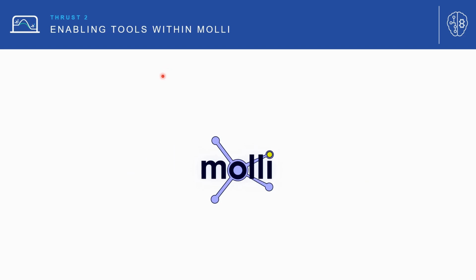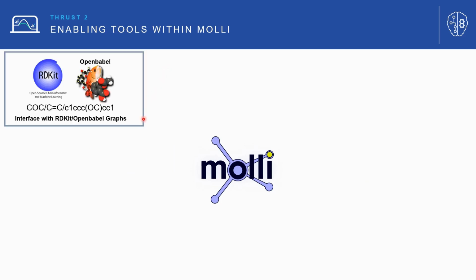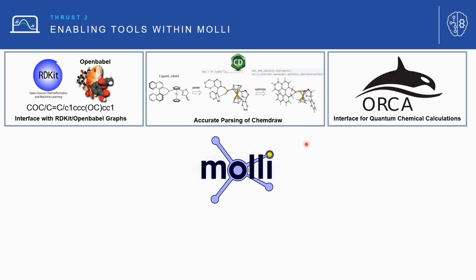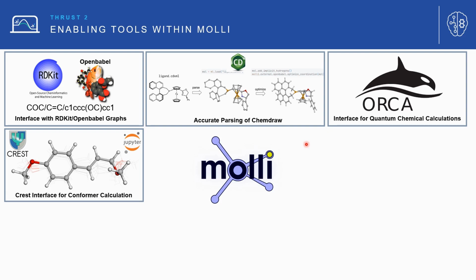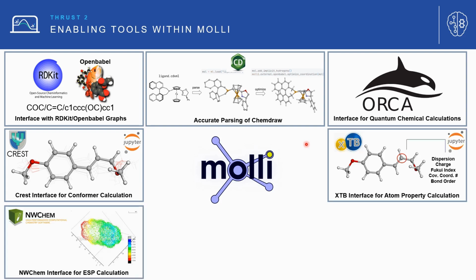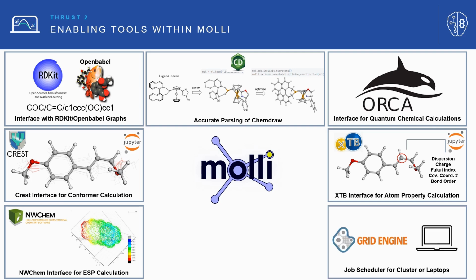Now, under the Molli umbrella, we have a few different tools. We have an interface with RDKit and OpenBabel, which allow us to work with RDKit's implementation of graphs, as well as OpenBabel's optimization features and ability to read in unique file formats. We have the ability to accurately parse ChemDraw files. We have an interface for ORCA for quantum chemical calculations, an interface with CREST for conformer generation, an XTB interface for atom property calculation, an NWChem interface for ESP calculation, and a job scheduler for either Sun Grid Engine clusters or laptops.